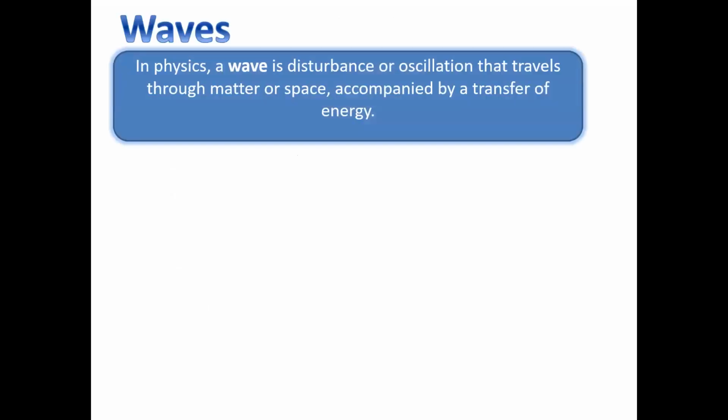So what is a wave? See, in physics, a wave is a disturbance or oscillation that travels through matter or space, accompanied by a transfer of energy. See, that is the definition of waves.